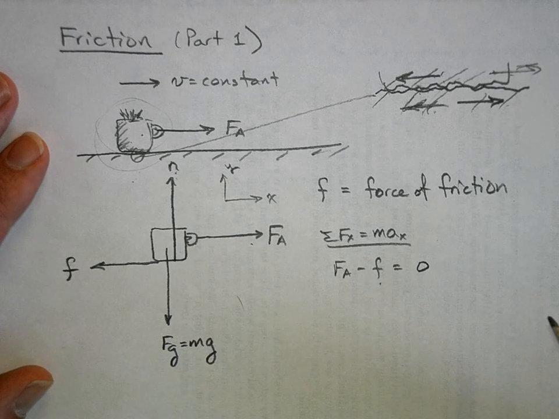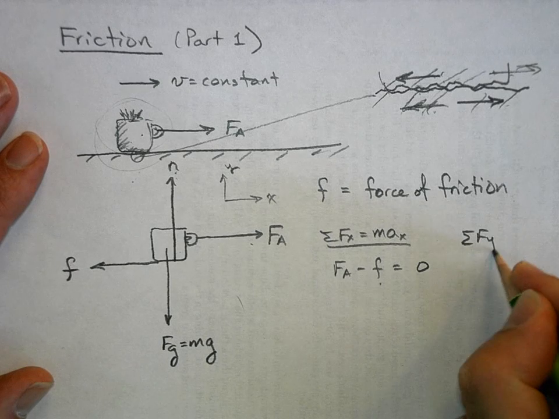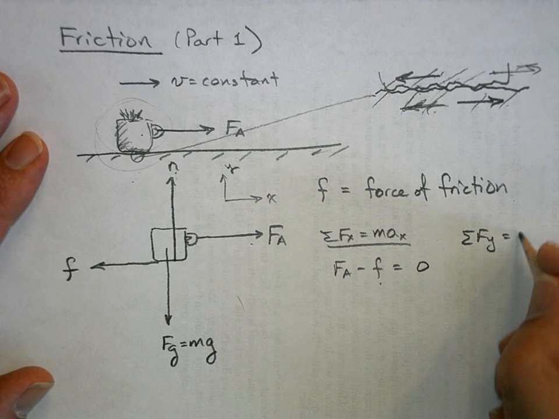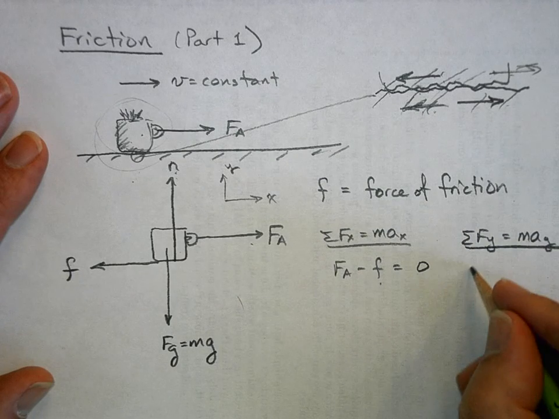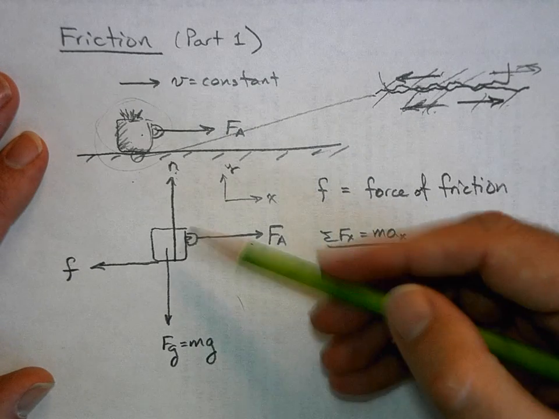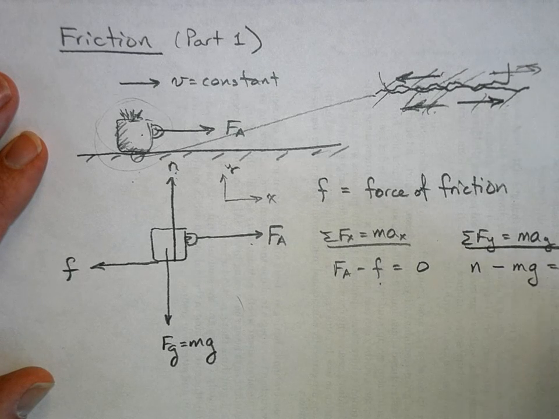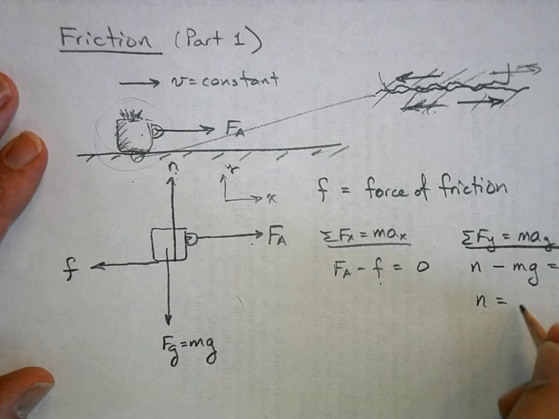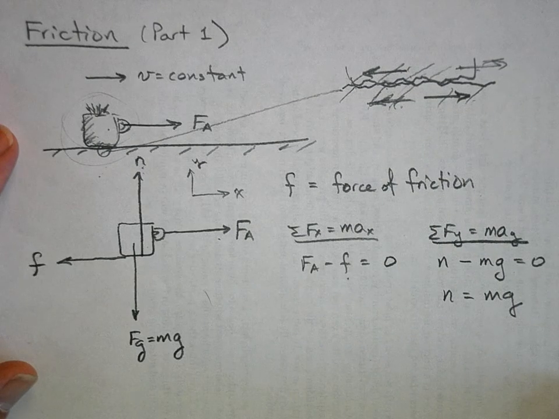Makes sense. And of course, if I sum the forces in the y direction equals ma in the y direction, I've got a normal force in the positive y, and then I've got gravity pulling in the opposite direction. And this just says the magnitude of your normal force will be equal to the magnitude of your weight. Oops, off screen a little bit.